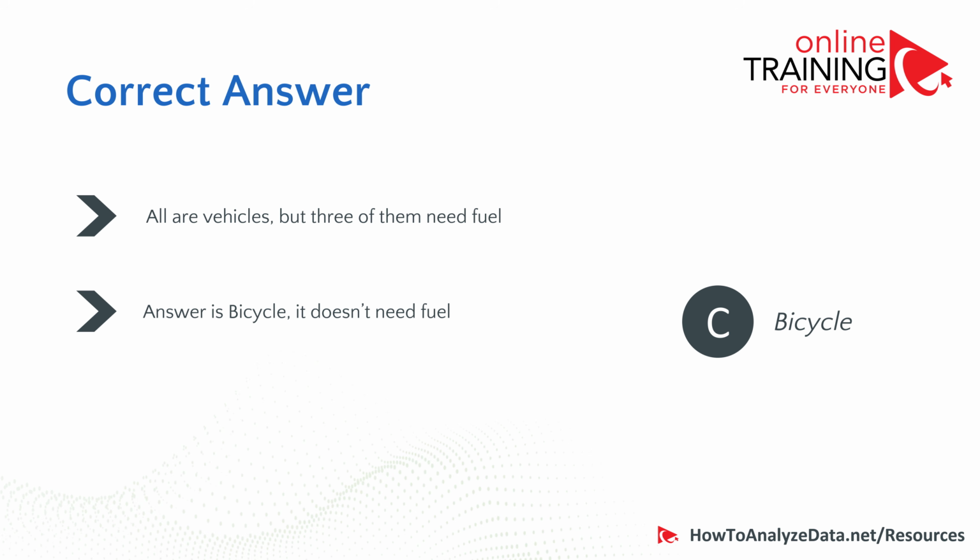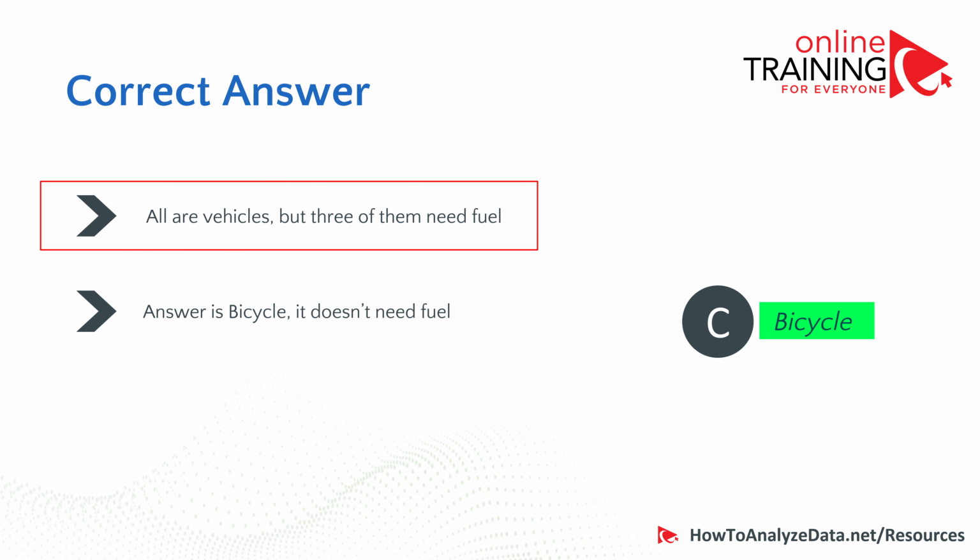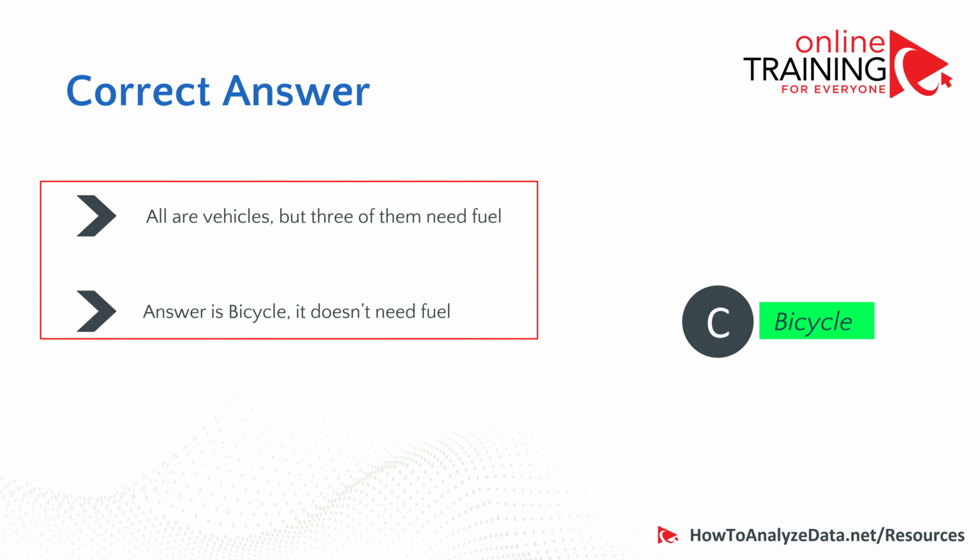As you might have figured out, the correct answer is C, which is bicycle, because all of these four choices are vehicles, but three of them need fuel. So the answer is the bicycle, which doesn't need fuel, which is not like all of the others. Hopefully you got this one right.